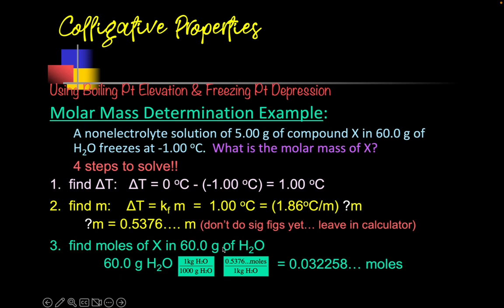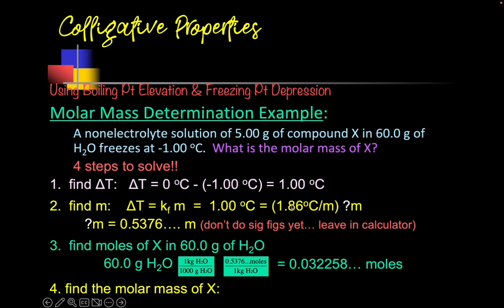So I take 60 times my 0.5376 divided by 1,000, and I get 0.0322. Again, not worried about sig figs. This is just a math number for now, but it's moles, and it's moles of X. So now I can determine my molar mass of X.